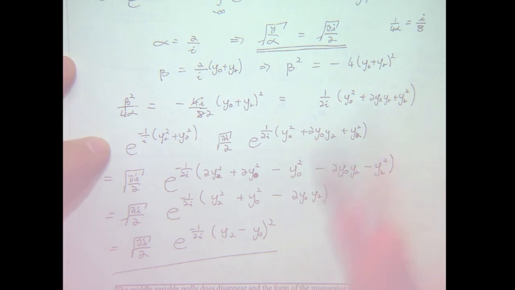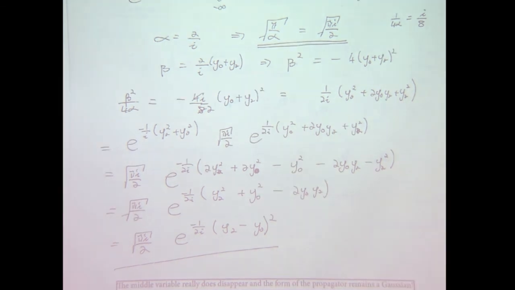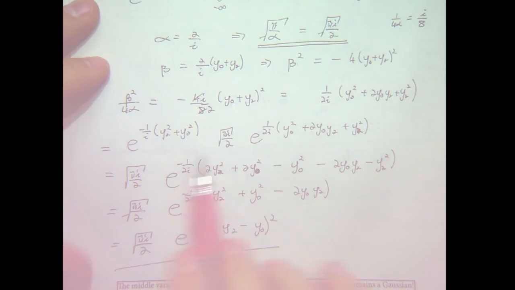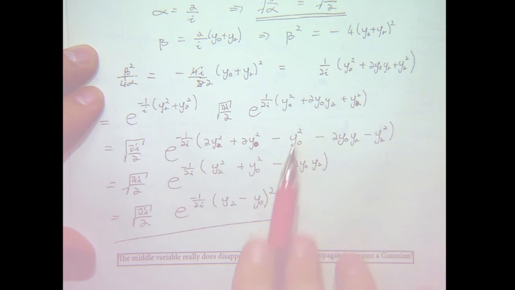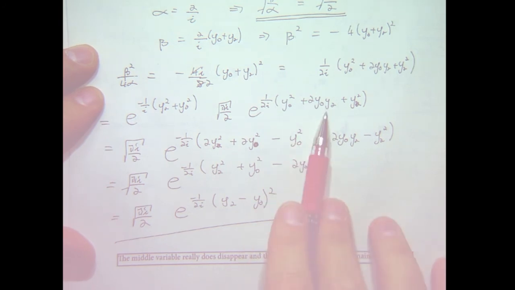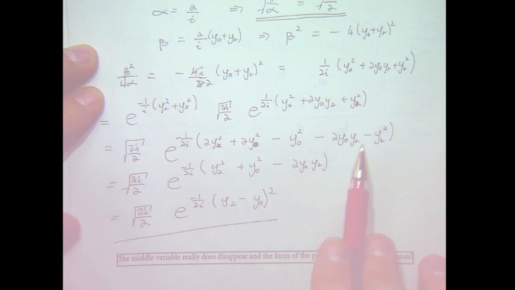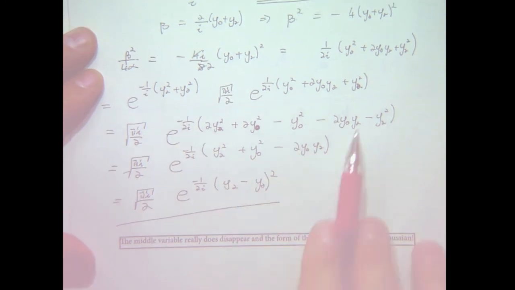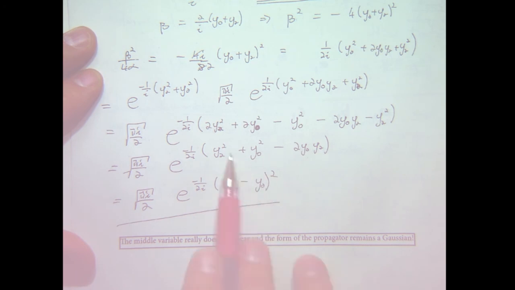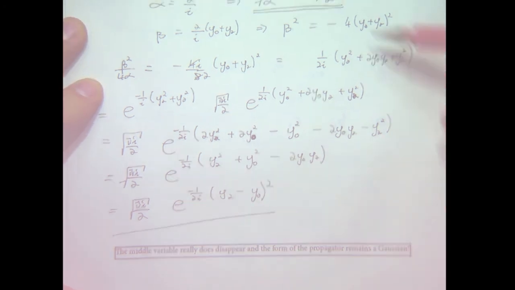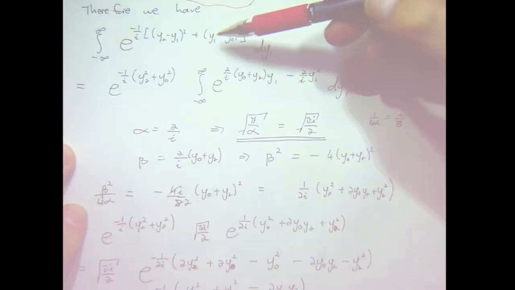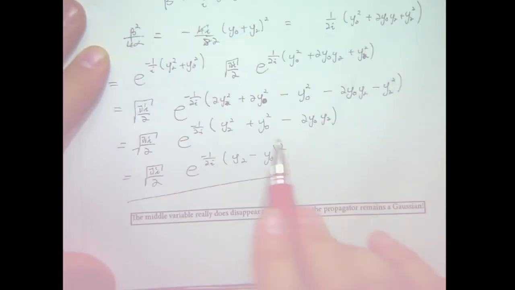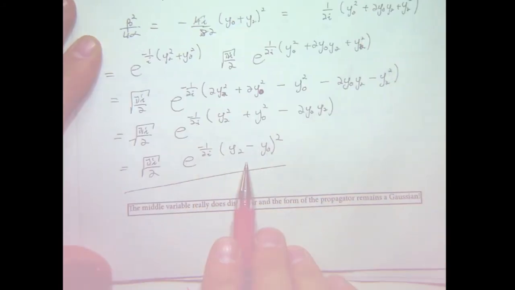And it seems miraculous, but it's what we know from general principles must be true. What happens is that these cross products, y0 y2, cancel out, or in fact, they don't cancel out, it becomes a difference of squares, y2 minus y0 squared, like that. So the y1 has been eliminated because you've integrated over it, but what has also happened is that you've recovered the Gaussian form.